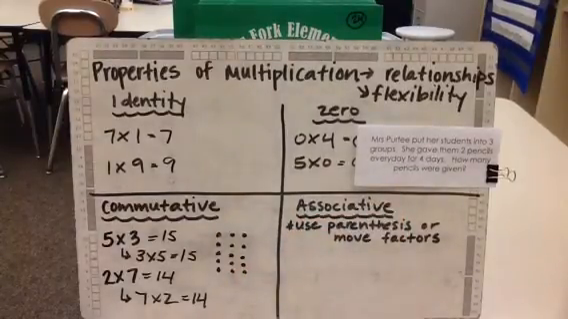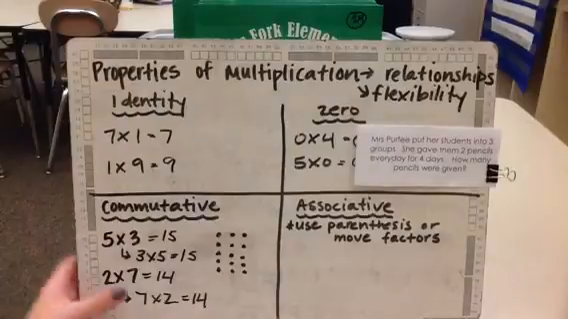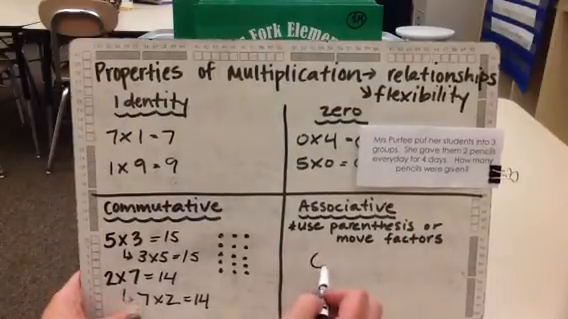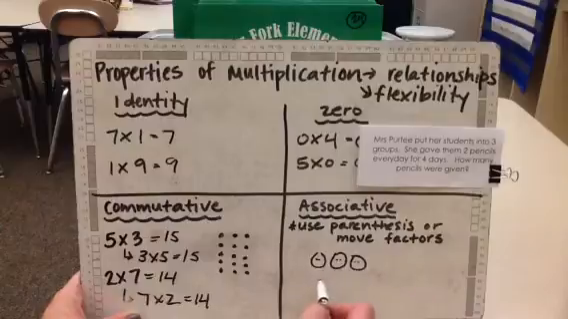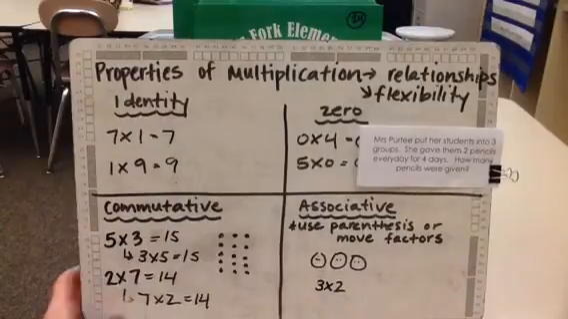Ms. Pertee put her students into 3 groups. She gave them 2 pencils every day. So right there I should see 2 pencils, 2 pencils, 2 pencils. That's 3 groups of 2. But she did that for 4 days. So this is what she did the first day. She had 3 groups of 2. 3 groups of 2. But that's just one day.